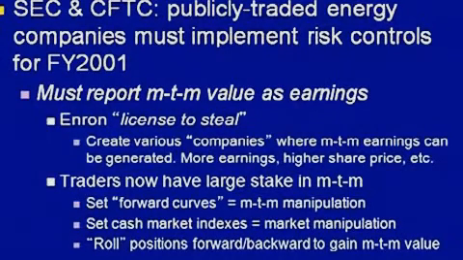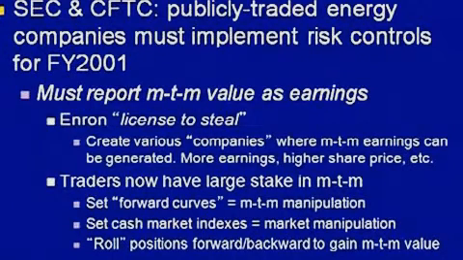The Securities and Exchange Commission and the Commodity Futures Trading Commission mandated that publicly traded energy companies had to implement risk controls for fiscal year 2001. And one of the thoughts there was that they needed to calculate the mark-to-market on their book and report it as earnings. Obviously, to the federal government, that meant higher corporate taxes. But what they didn't realize was that if mark-to-market was going to be viewed as earnings, then companies could find ways to create and falsify their mark-to-market. This basically gave Enron a license to steal.